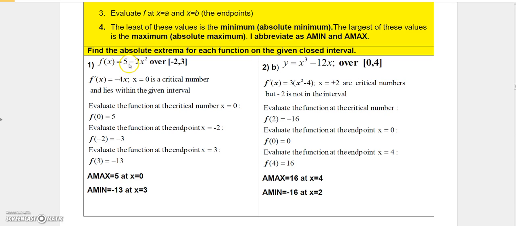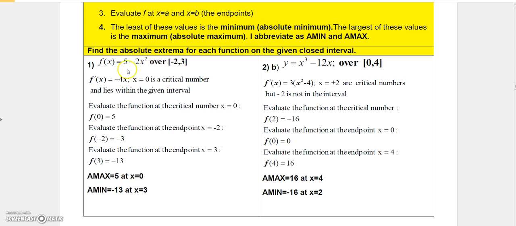So let's take a look at this one. I'm not going to show you the graphs on these, but you could actually graph these, but if you do, only graph them on the interval given and you'll be able to see it. So find the absolute extrema for this function, over the interval from -2 to 3.